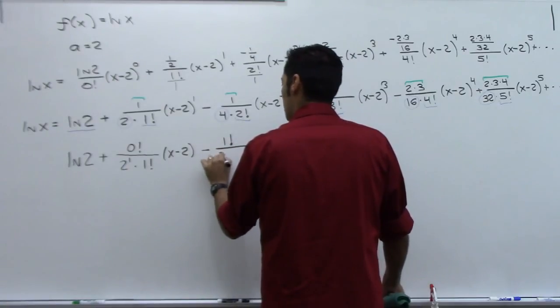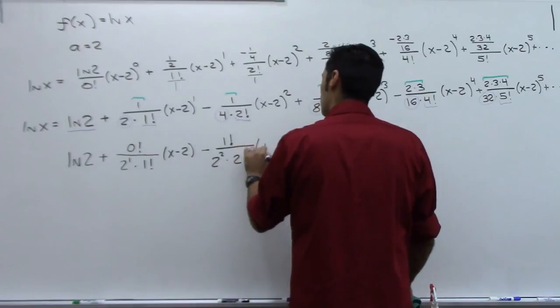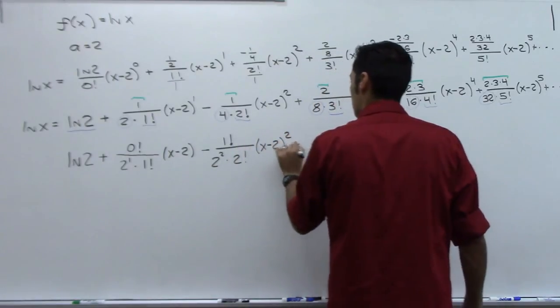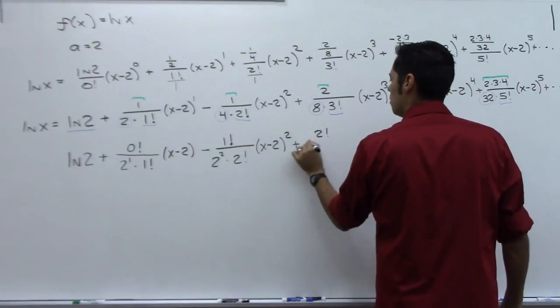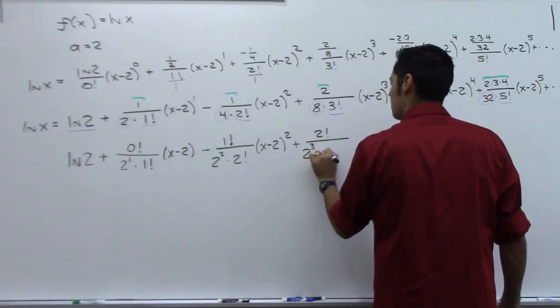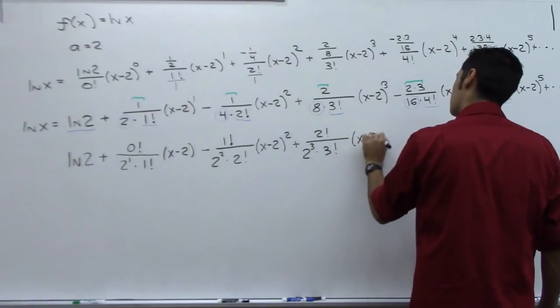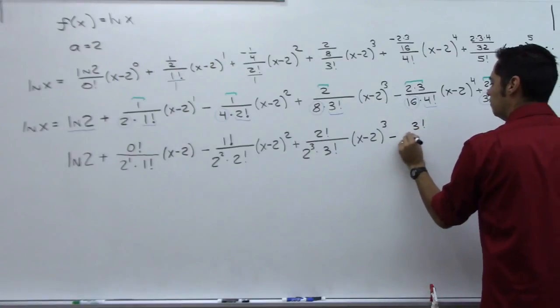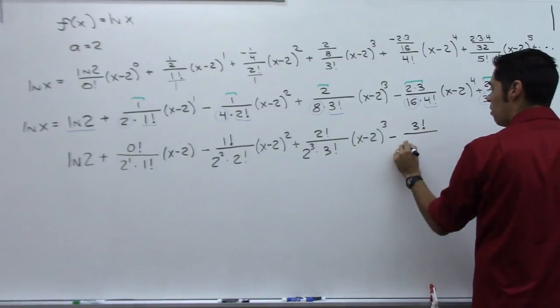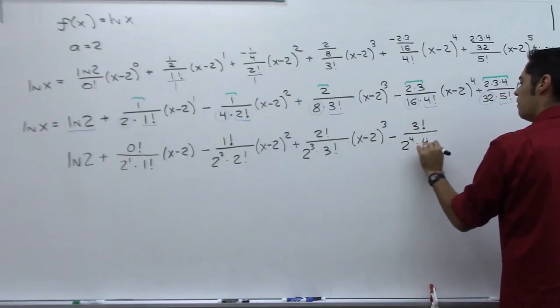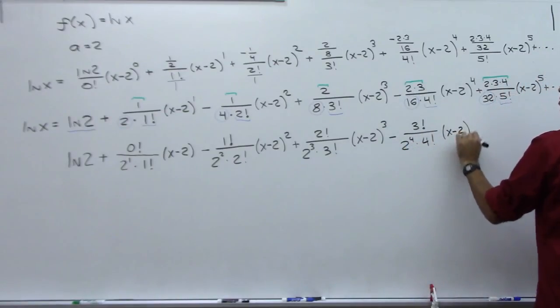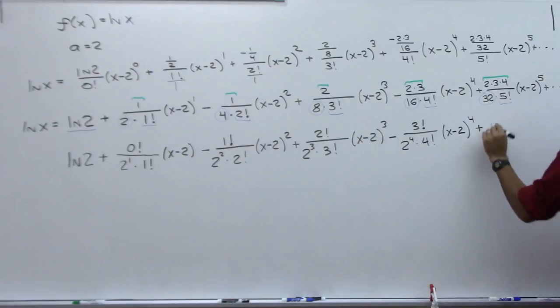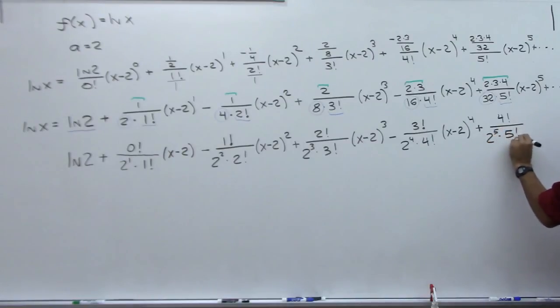over 2 squared times 2 factorial times x minus 2 squared, plus the top here is 2 factorial over 2 cubed times 3 factorial times x minus 2 cubed, minus, this is 3 factorial over 2 to the 4th times 4 factorial times x minus 2 to the 4th, and finally plus 4 factorial over 2 to the 5th times 5 factorial times x minus 2 to the 5th.